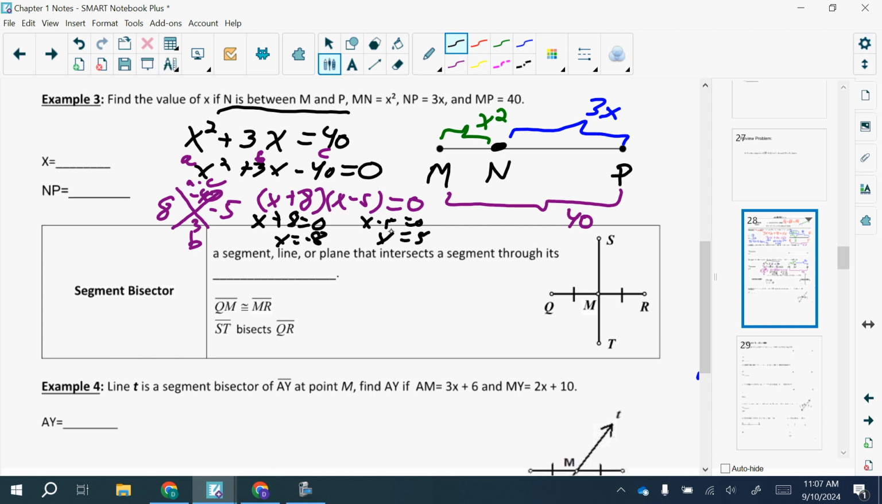Now, since this is geometry, we don't have negative distance, so you're always just going to take the positive one. So in this case, that's 5. So now it wants us to find NP, which is just 3x, and we have x, so we just do 3 times 5, which is 15.